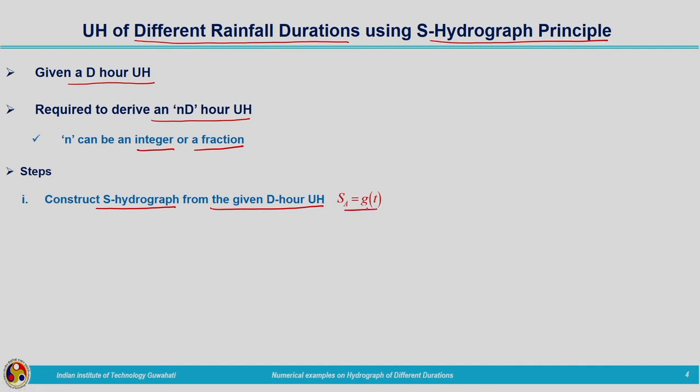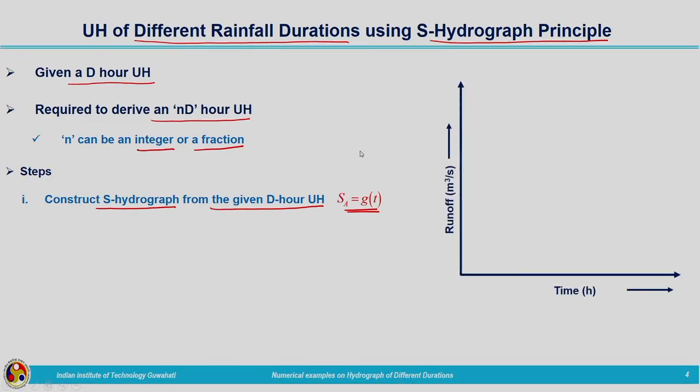That can be represented by S_A, which is G of t. That is, by making use of the principle of derivation of the S-Hydrograph, we can derive the S-Hydrograph from the given unit hydrograph of D_R duration. Let it be S_A. Let me plot that. We are plotting the S-Hydrograph from the given unit hydrograph, runoff in meter cube per second along the y-axis and time in hours along the x-axis.